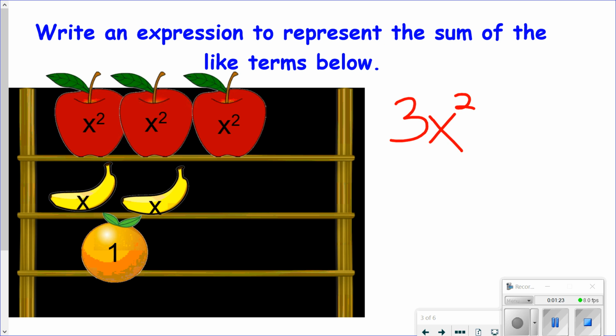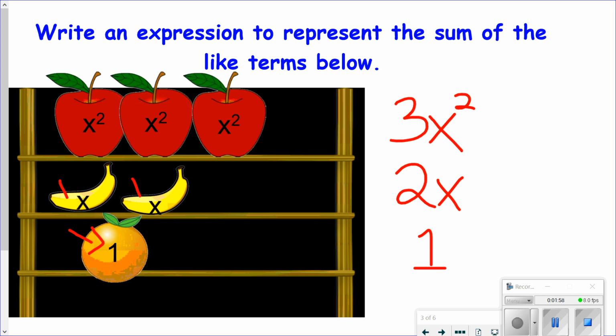Now I'm going to look at my bananas, and each of those are labeled with an x. So I'm going to say I have 1, 2. I have 2 bananas labeled x, so I am just going to write here 2x, since I have 2 bananas labeled x. Now I look here at my orange, and there's only one of them labeled with the number 1. And I'm going to label right here just the number 1. That's a constant, and it's by itself.